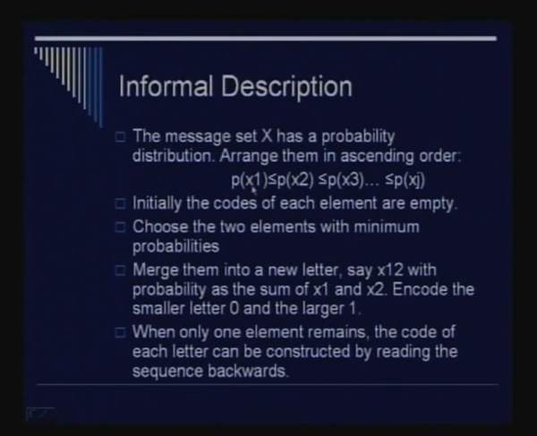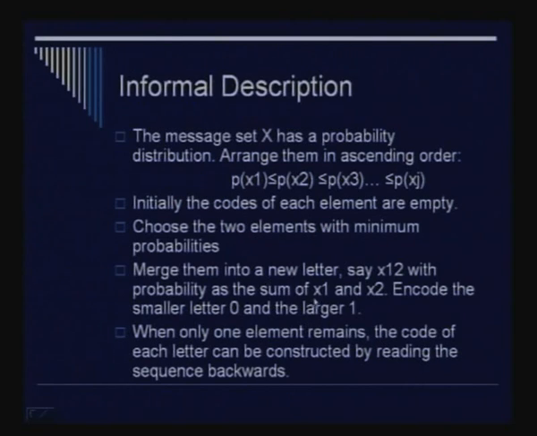So which means that X1 is being encoded by 0 and this one by 1, and then what you have done is that you have merged them into a single letter, say X12, and the probability of X12 is the sum of probability of X1 and X2. Okay. So when only one element remains, then the code of each letter can be constructed by reading the sequence backwards. Okay. So therefore, you continue doing that, and after that you start tracing from the back. Okay. And then you obtain the encodings of each possible letter.